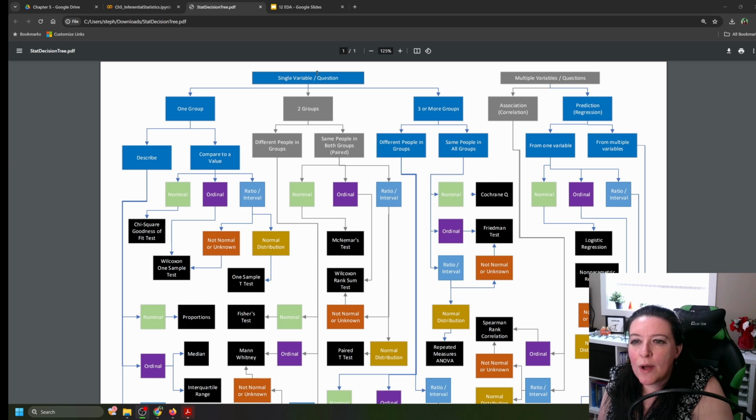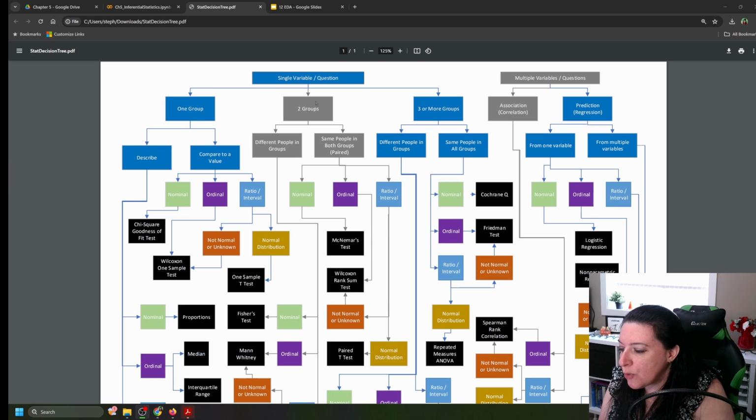Now let's look at what if we're looking not at one group, but at 2 groups. In this case, we're looking at, are those 2 groups different people or are they the same people? In this video, we're going to assume there are different people in the groups, in which case we're going to see, do these 2 different groups have different opinions, categorize themselves differently, and so on.